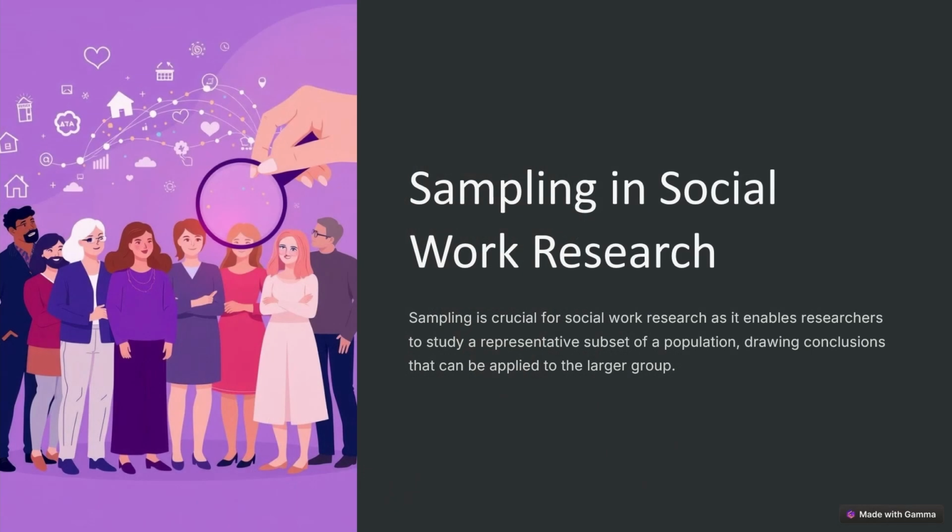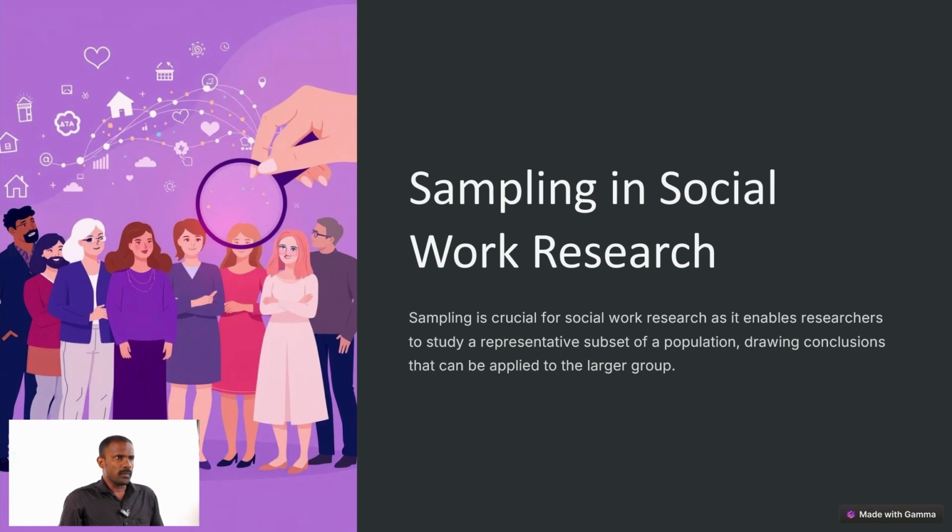We are moving to unit number 2, Sampling in Social Work Research. Welcome to our presentation on sampling in social work research. In this session, we will discuss why sampling is crucial in social work, enabling us to draw meaningful conclusions about a large population by studying a smaller representative group. By focusing on representative sampling, social work researchers can make informed decisions and implement programs that benefit communities more effectively.